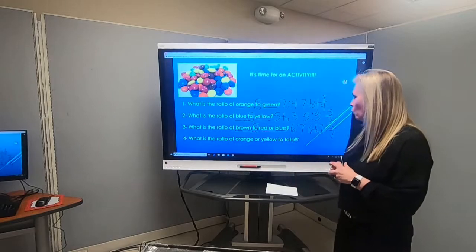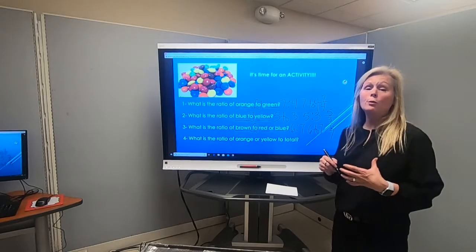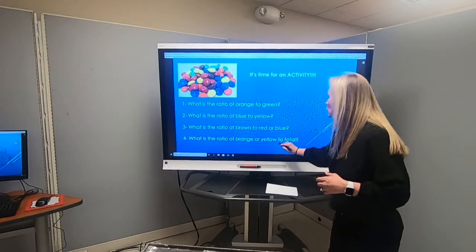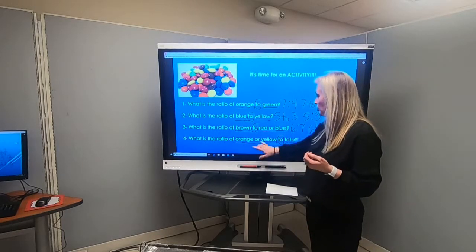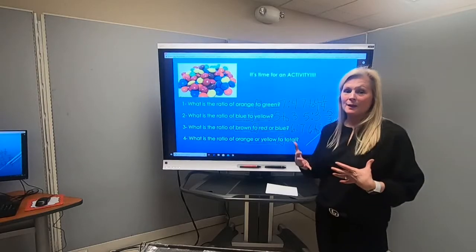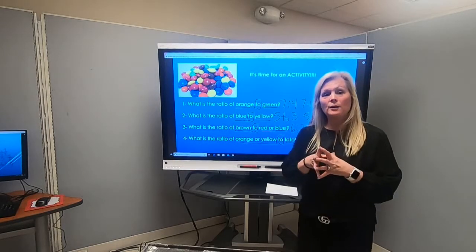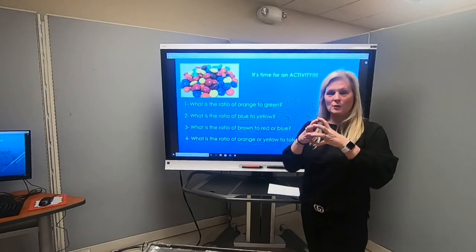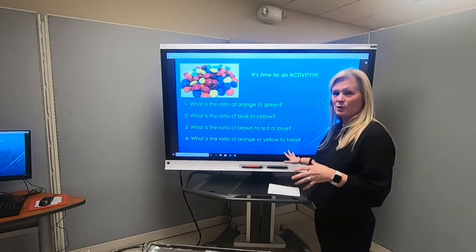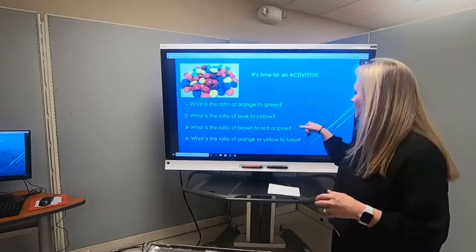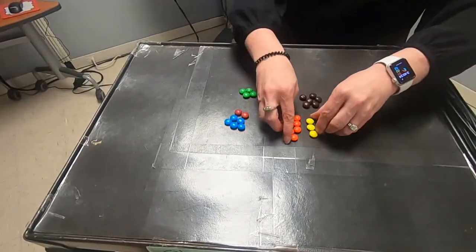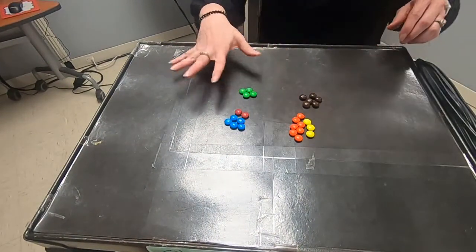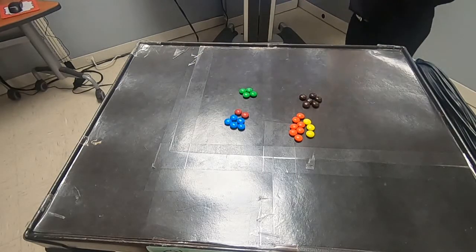What is the ratio of orange or yellow to total? So we have orange or yellow to total. So they're giving us another option. Here it is, orange or yellow. We get to pick. So what should we do with those orange or yellows? That's right, we're going to put those together to the total. So that's going to take us a little bit of time to count. So let's put the orange and yellows together. Then we get to look at the total.